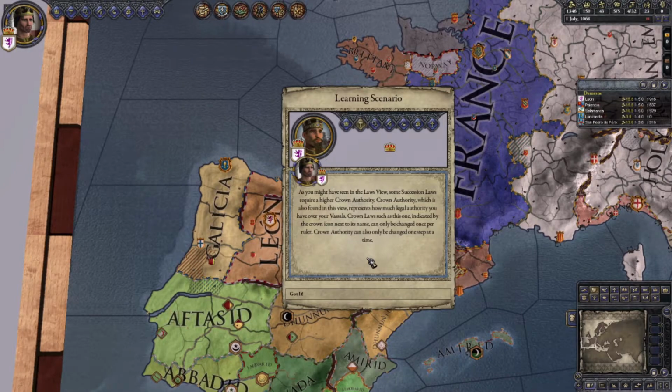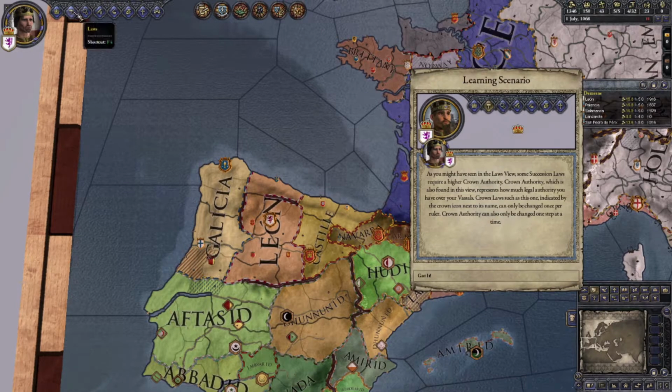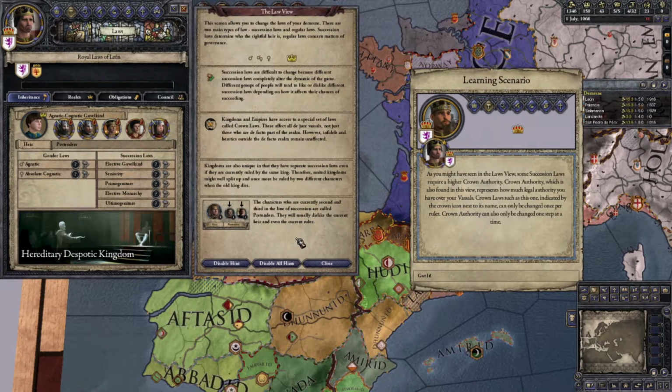Alright, so here we are, learning scenario. As you might have seen in the laws view, let's check out the laws view. Alright, the law view screen allows you to change the laws of your domain. There are two main types of law: succession laws and regular laws. Succession laws determine who the rightful heir is. Regular laws concern matters of governance.